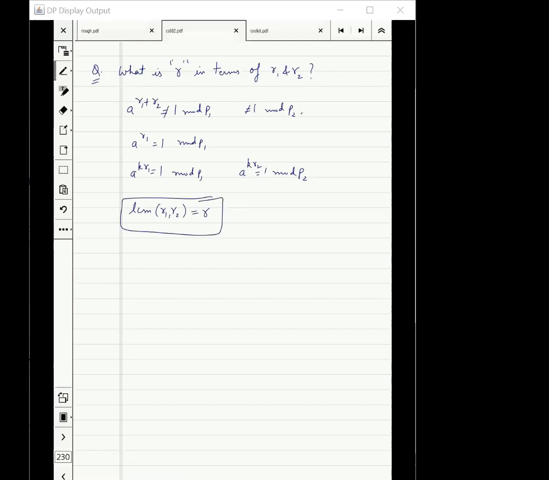And that means that R is even with high probability. The reason being R1 is even with at least probability half, R2 is even with probability at least half. Since this is the case, LCM of R1 and R2 will be even with high probability.